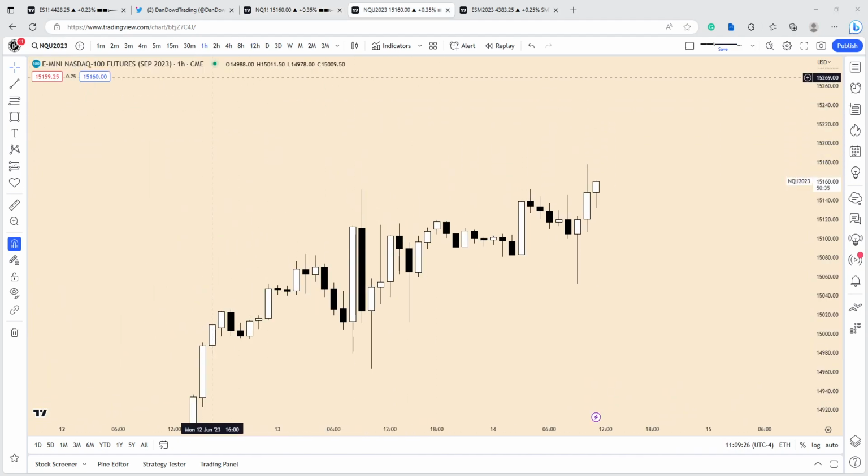So we're going to be taking a look at another example, and we're going to be taking a look at the lower time frame to show you guys that this is absolutely fractal and algorithmic.